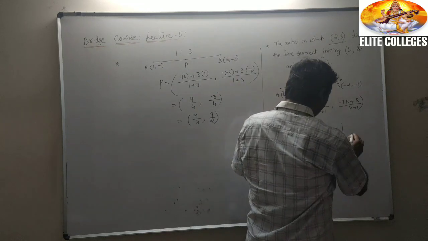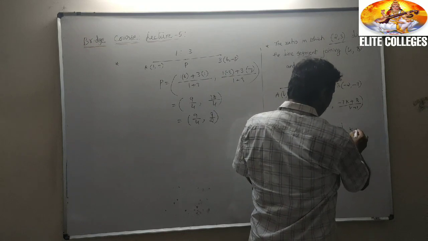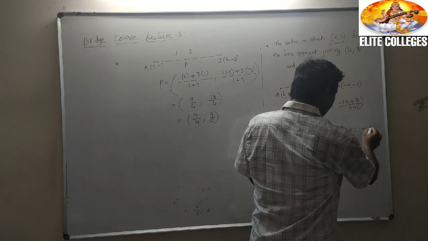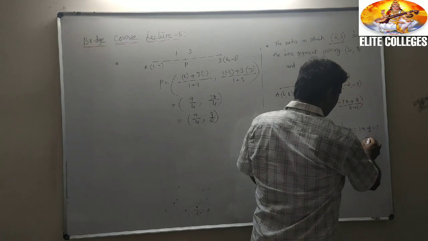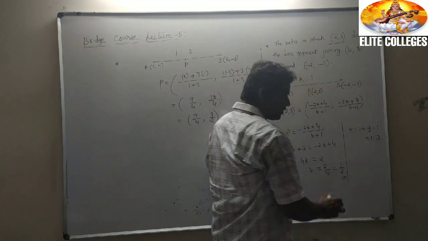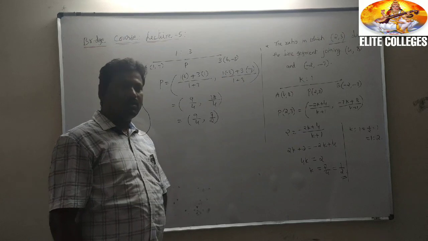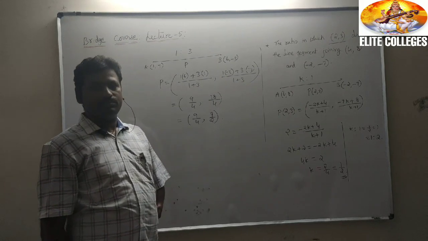Then what is the k is to 1 ratio? k is to 1 is 1 by 2 is to 1, that equals 1 is to 2. Or you can say directly the ratio is 1 is to 2. So the point P divides AB in the ratio 1 is to 2.